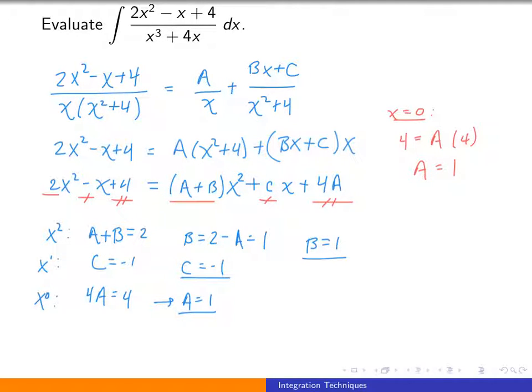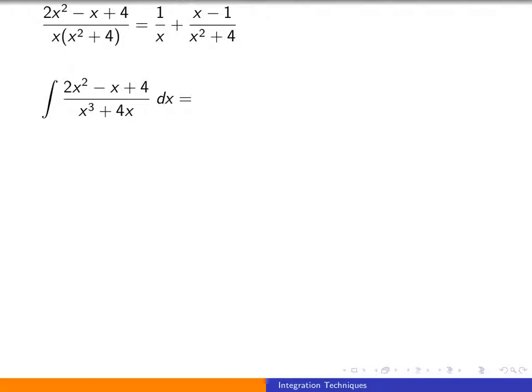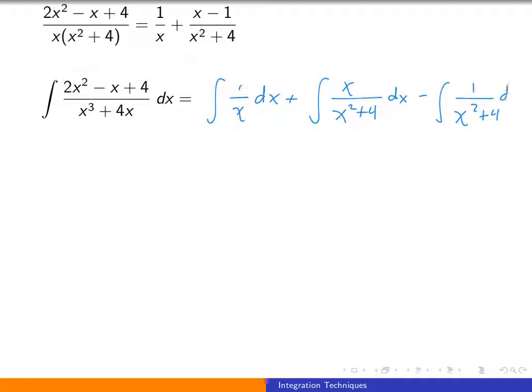Now it's time to anti-differentiate. So recalling what we had on the previous slide, this will be the antiderivative of 1 over x plus the antiderivative of x over x squared plus 4 minus the antiderivative of 1 over x squared plus 4. And writing down these antiderivatives term by term, the first antiderivative is the natural log absolute value of x.